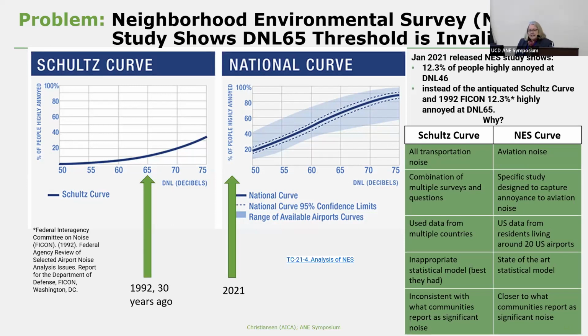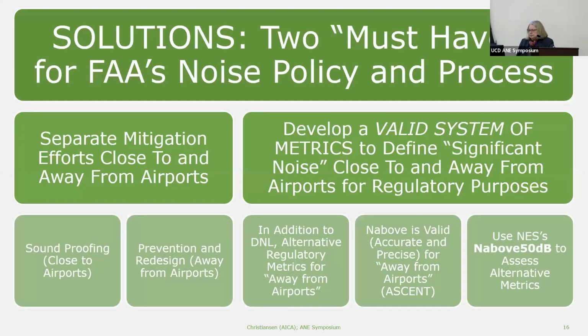The NES folks who analyzed this used state-of-the-art statistical modeling, whereas the Schultz curve used inappropriate statistical modeling, although they did the best they could at the time they were able to develop it. And also importantly, as far as assessing whether or not it's a valid metric, the NES curve is closer to what communities report as significant noise.